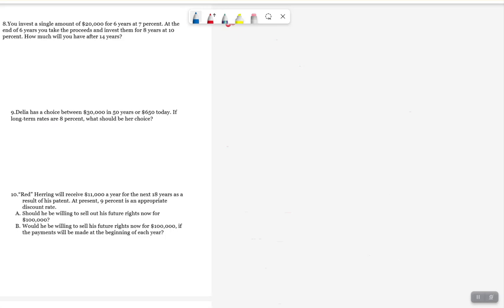In this case, what are we looking for? We're looking for a present value. So what we have is a choice: you wanted to receive 30,000 in 50 years from now, and what we're looking for here is the present value of that 30,000. So what we need here is a future value. Your future value is 30,000.